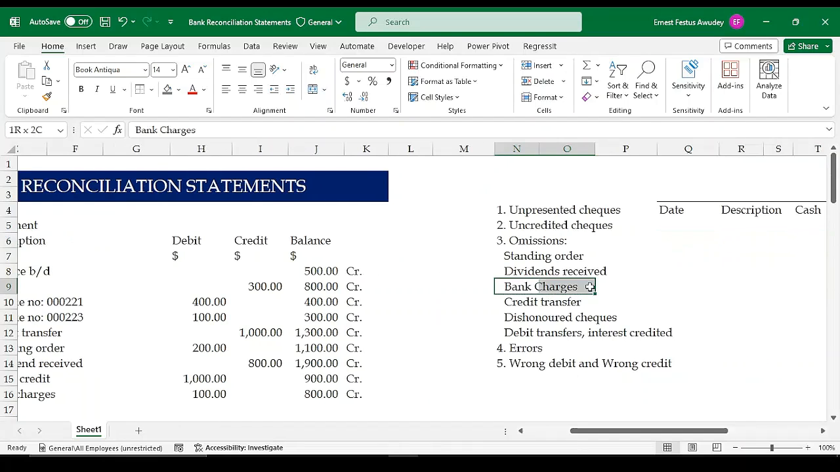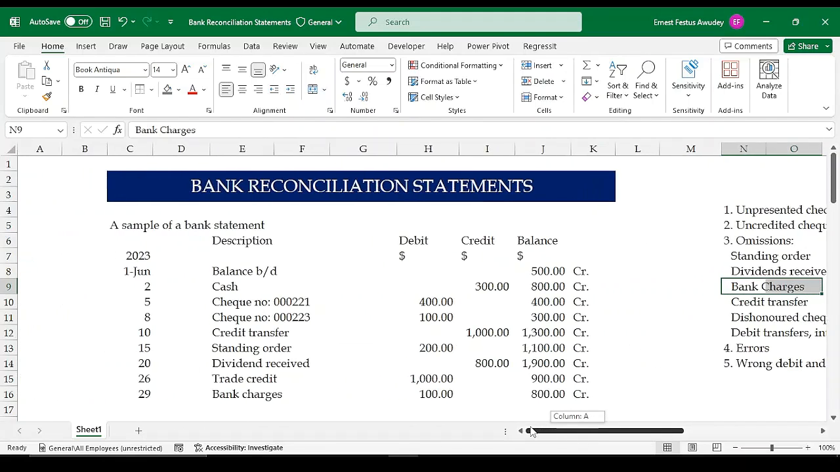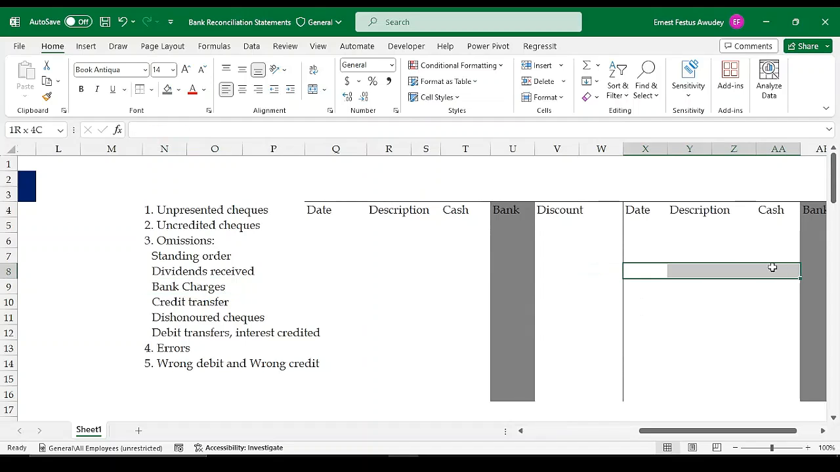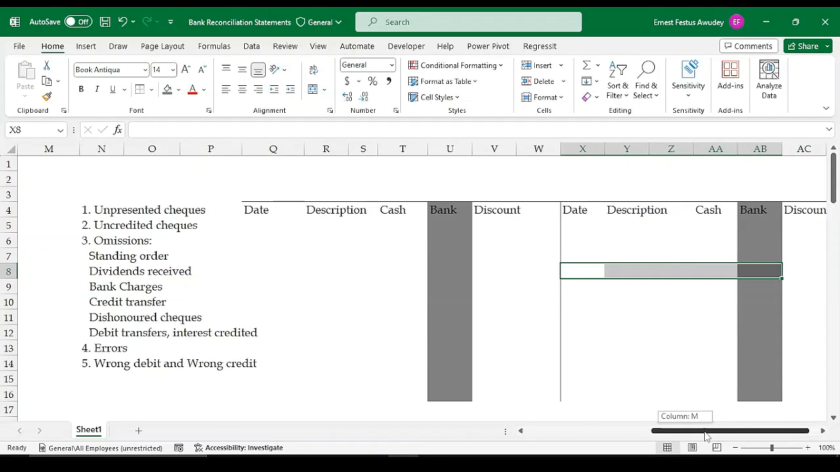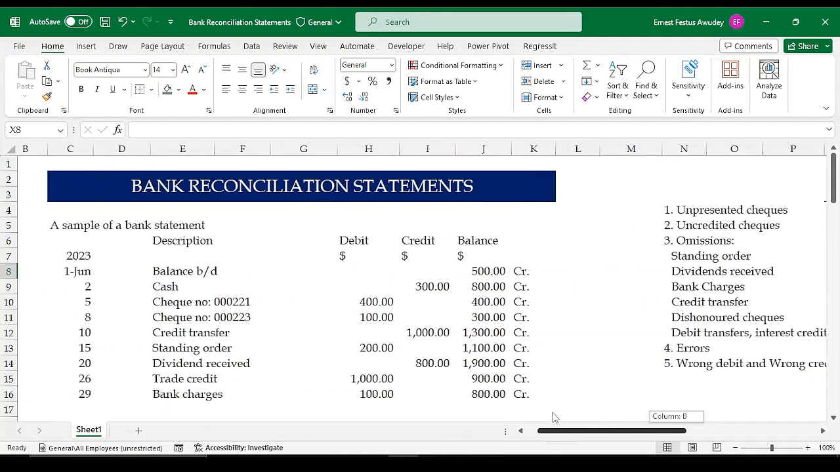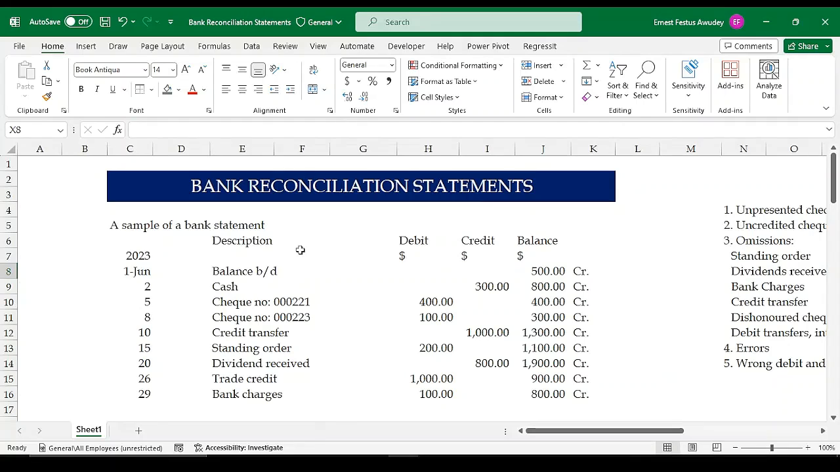The next one is bank charges. All right, so this is the regular charges banks deduct from accounts. These are usually debited in the bank statement and so should be credited in the cash book. But if bank charges are deducted, the customer might not necessarily be aware of such deductions until receipt of the bank statement.